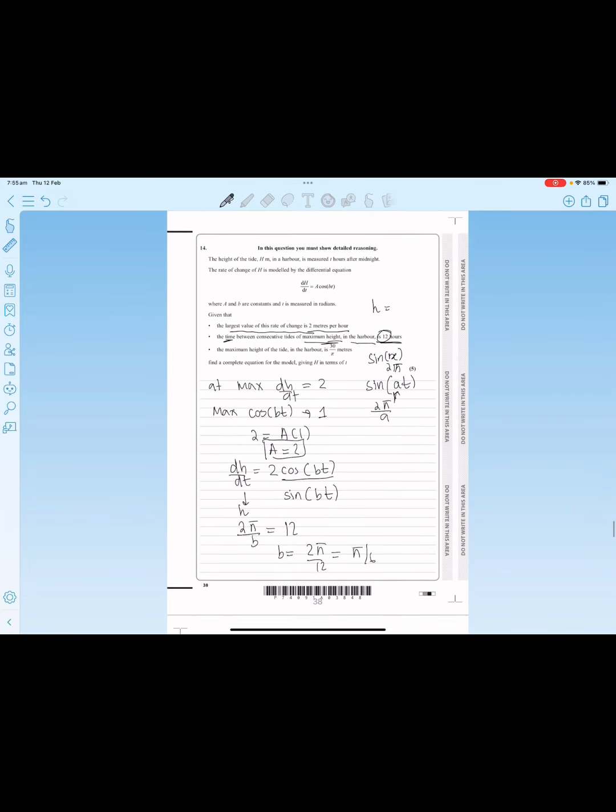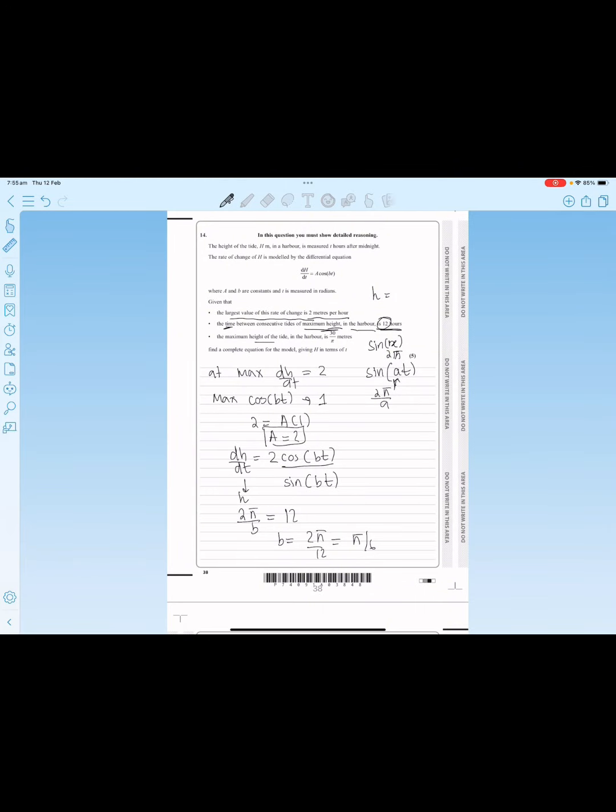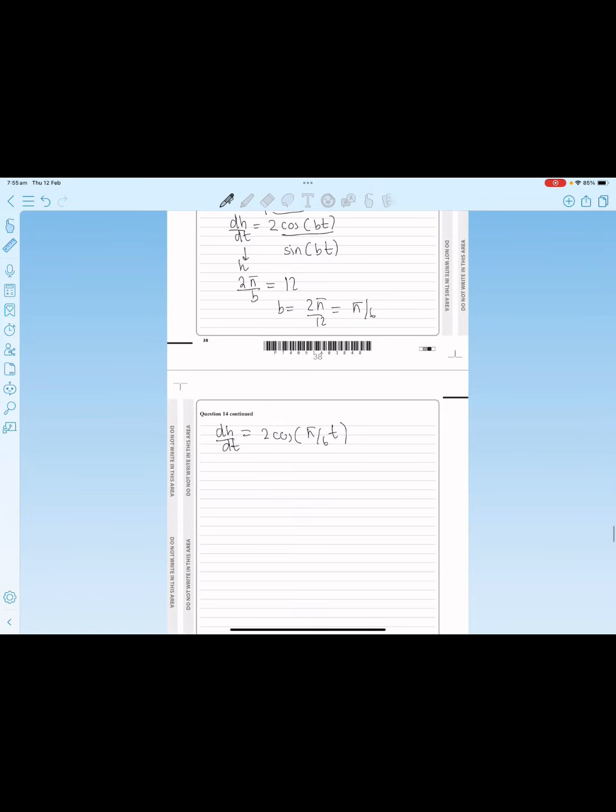The last fact is that the maximum height of this tide in the harbor is 30 over pi meters. So now I need to integrate to actually get the height formula.